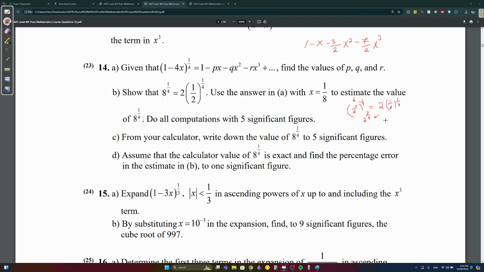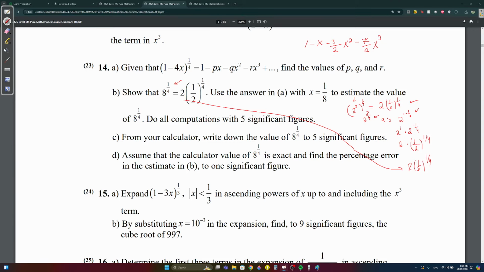This can be rewritten as 2 to the power of 1 minus 1 over 4, right? And this can be rewritten as 2 to the power of 1 times 2 to the power of negative 1 over 4, right? 2 to the power of 1 is 2. 2 to the power of negative 1 over 4 is 1 over 2 to the power of 1 over 4. Isn't this the same as saying 2, 1 over 2 to the 1 over 4? Yes. So this is how we just proved 8 to the power of 1 over 4 is equal to this, okay?